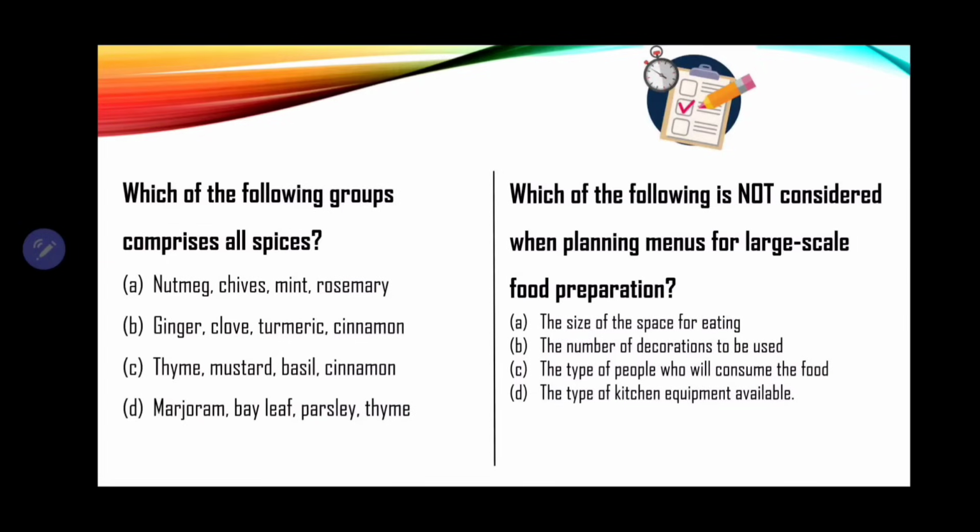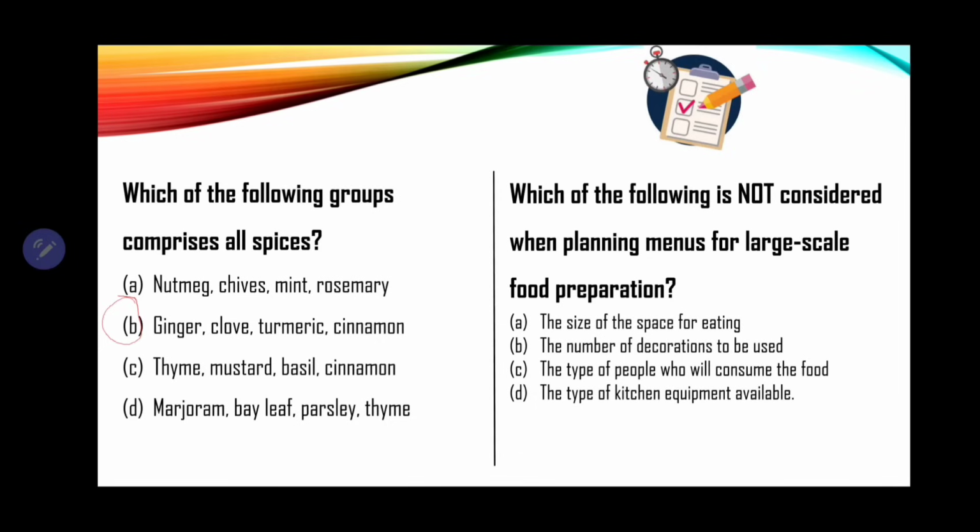All right. Which of the following groups comprises all spices? A, nutmeg, chives, mint, rosemary. B, ginger, clove, turmeric, cinnamon. C, thyme, mustard, basil, cinnamon. D, marjoram, bay leaf, parsley, and thyme. Now, the correct answer here is B. You're correct if your response was B. So that is ginger, clove, turmeric, and cinnamon.